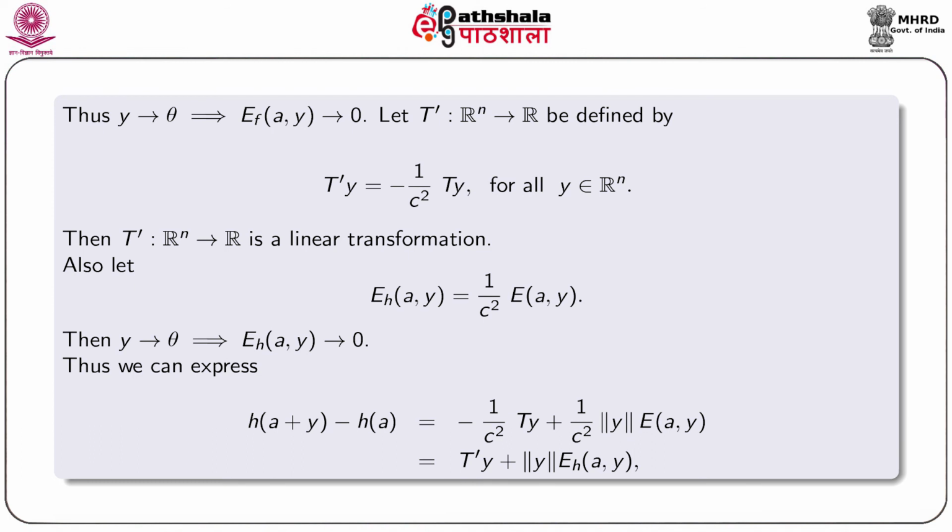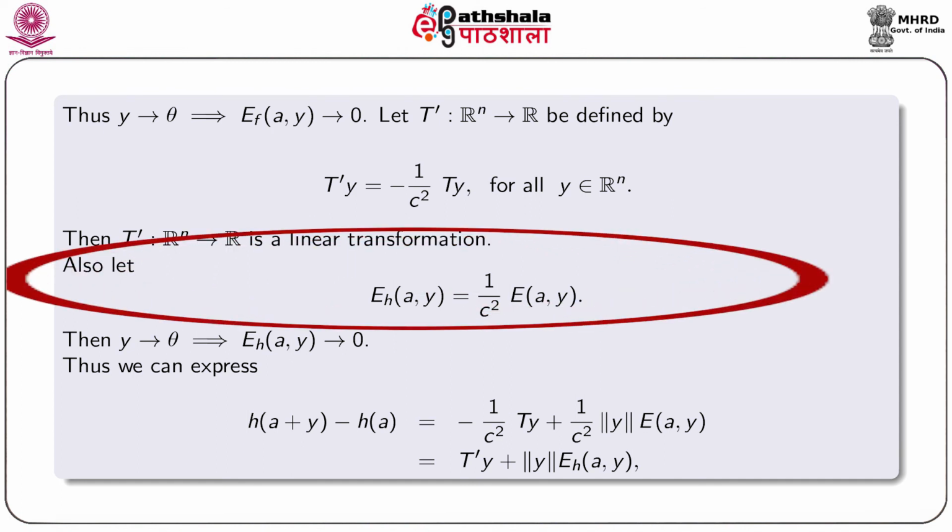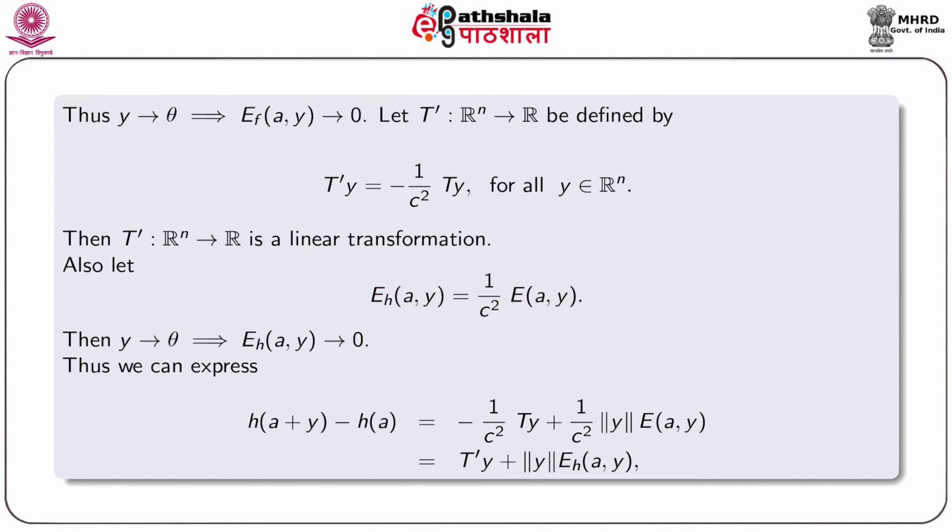Now, let us consider a map T dash from R n to R defined by T dash y equal to minus 1 upon c square t y for each y in R n. T is a linear transformation and c is non-zero. So, T dash is nothing but a scalar multiple of a linear transformation by the scalar minus 1 upon c square. So, obviously, T dash from R n to R is a linear transformation. Also, let E h a y equal 1 upon c square E a y.